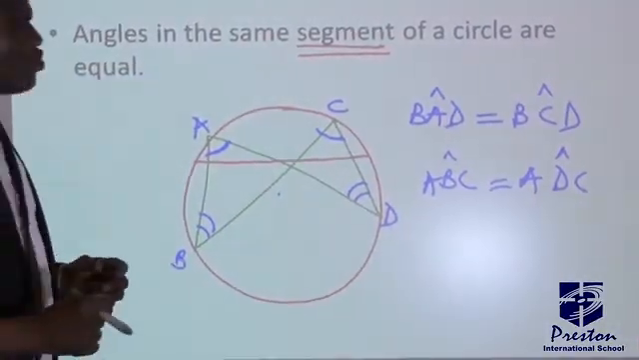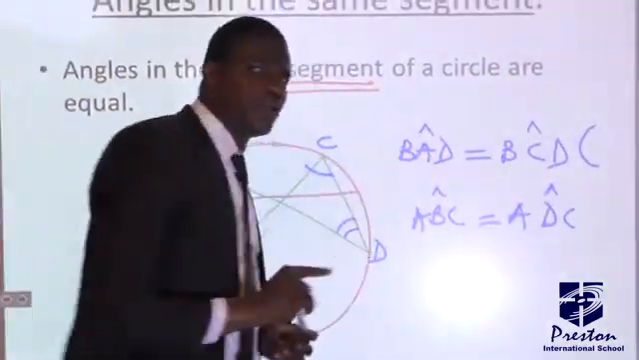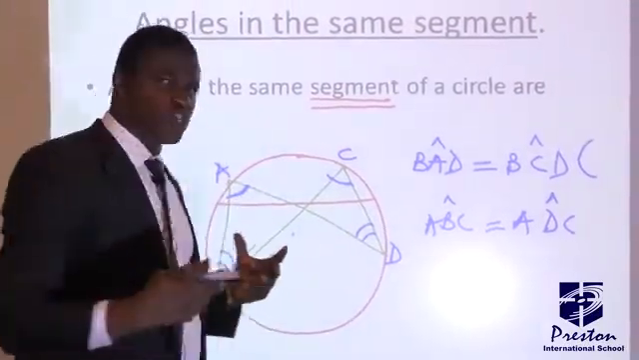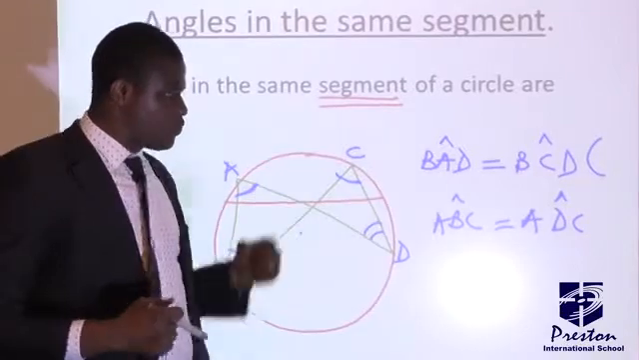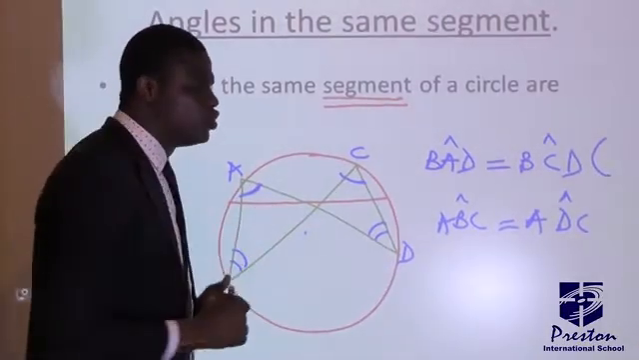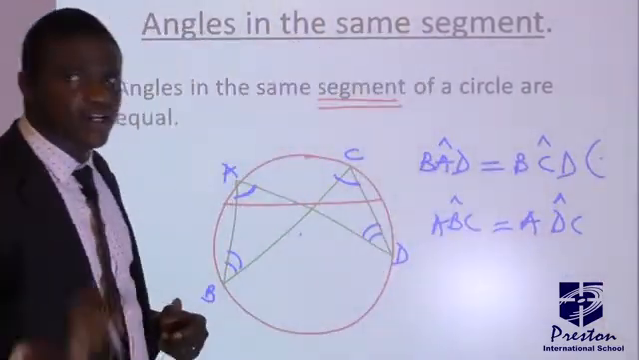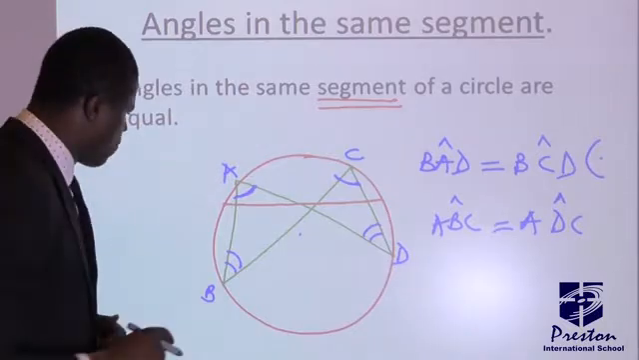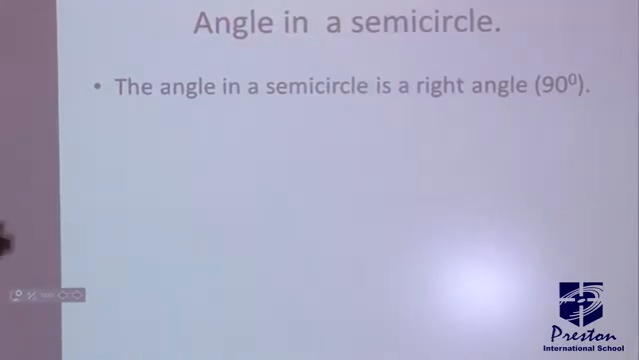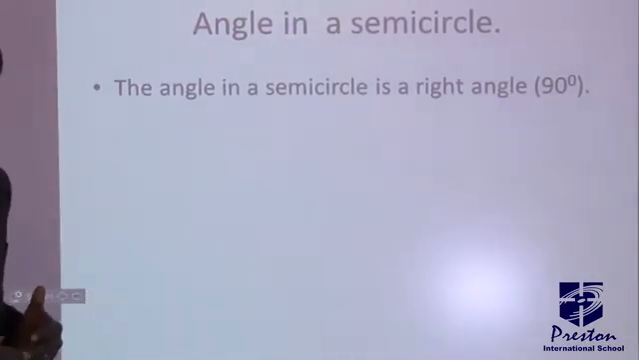And don't forget, when you write out your answer in this form, you must always write the theorem that backs your answer. We are still going to solve some problems anyway, but anytime you are solving a question involving circle geometry, you must always state the theorem that backs your solution. So let us move to the next theorem. That is, the angle in a semicircle is a right angle.